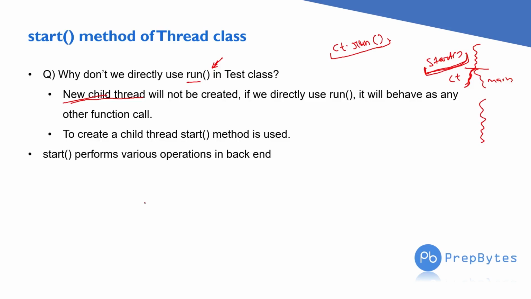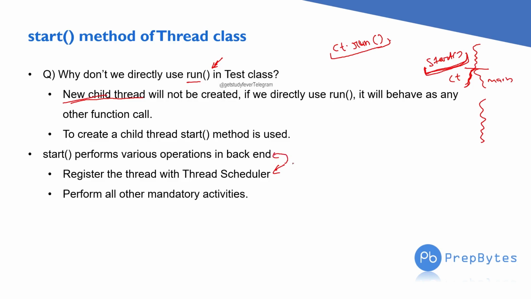The start method performs various operations in the backend. It is not just calling the run method. What are those operations? Register the thread with the thread scheduler, which is taken care of by our start method. Then perform all other mandatory activities, and finally invoke run. These activities actually create a new child thread, and after creating it, start invokes run. Our run method is overridden in our child thread class, so that run method will be executed. This is the importance of the start method.